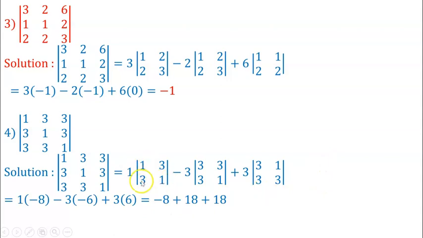1 into 1, 1, minus 9, minus 8, minus 3. Again, 3 into 1, 3, minus 9. 3 minus 9, you will get here minus 6. Next, 3 into, again, 3 into 3, 9, minus 3. 9 minus 3, you will get here 6. Okay.